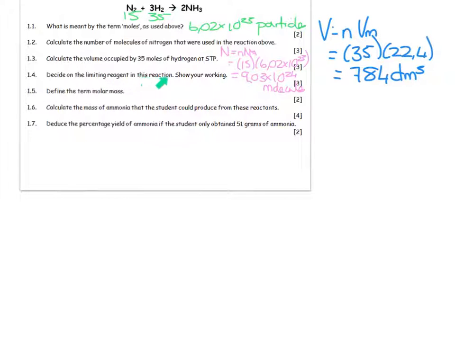Decide on the limiting reagent in this reaction, showing your working. So what we're going to do is say, well, if it was 15, 15 times 3 is 45, so that is not possible. If it was 35, I've got a relationship of 1:3 between nitrogen and hydrogen, so my relationship is a 1:3 relationship, and therefore I divide 35 by 3 and I get 11,66. So that is possible, and therefore hydrogen limits me.